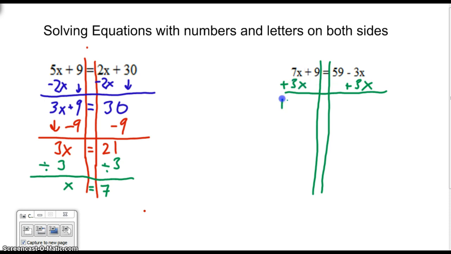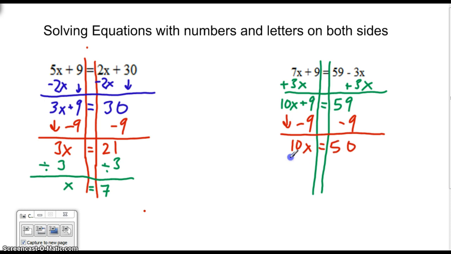So 7x plus 3x is 10x, and I'm going to bring back down that plus 9, put my equal sign back in, and I have 59. For my second step, I have the numbers on both sides and my x's just on the left. So that means I need to cancel out the plus 9, or subtract 9 from both sides. So the 9's cancel out, so that brings down just the 10x. So 10x equals 50. So then I'm going to divide by 10 to get the x by itself. x would be equal to 5.